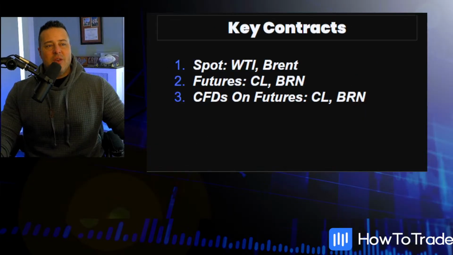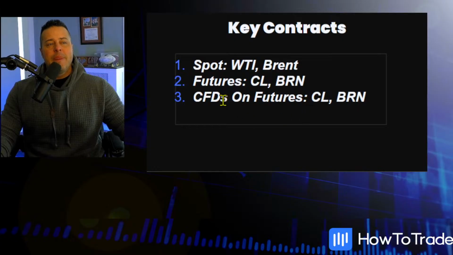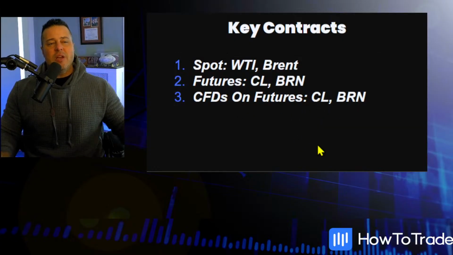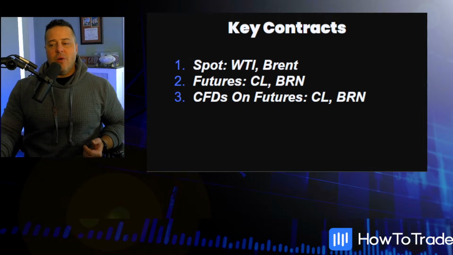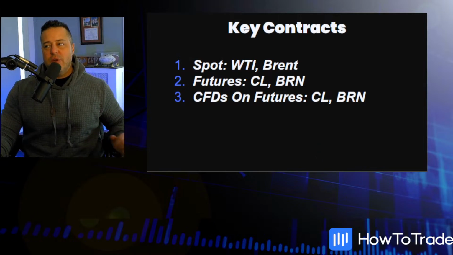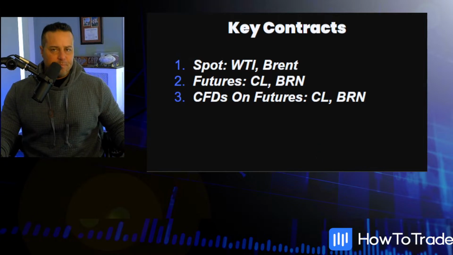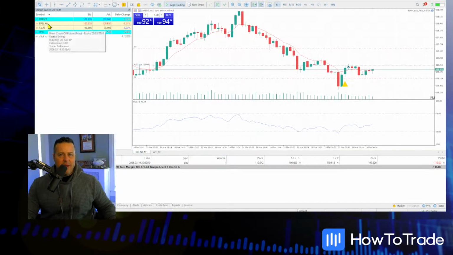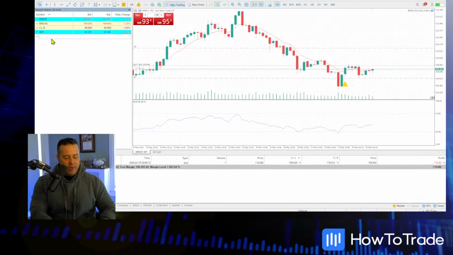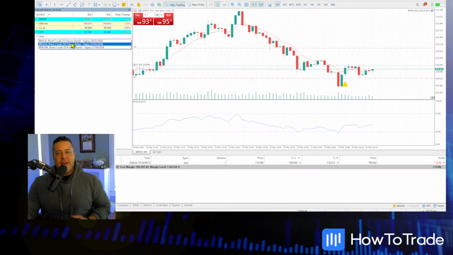In any case, our key contracts, those are our futures, CL and BRN. CFDs on futures. Now, there's going to be a couple of different ones here. Let's go ahead. We're going to get back over to our MT5, and I'll show you these contracts directly. You can see that you've got BRN right there.